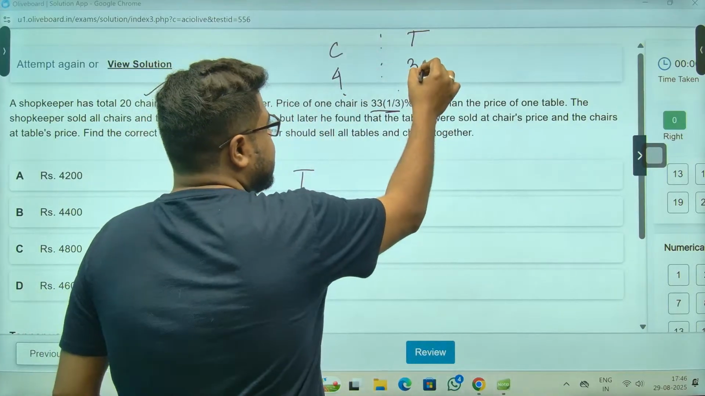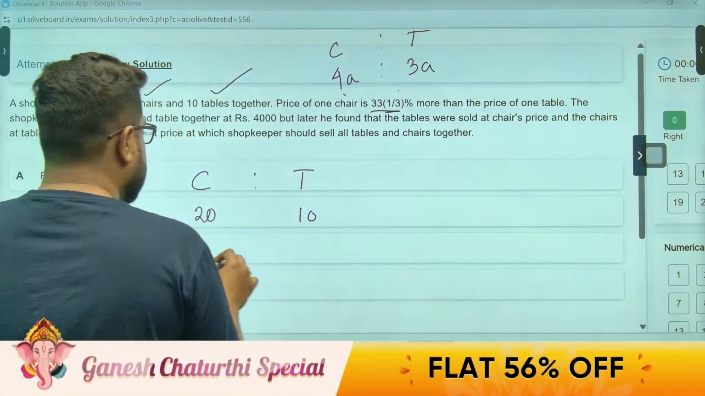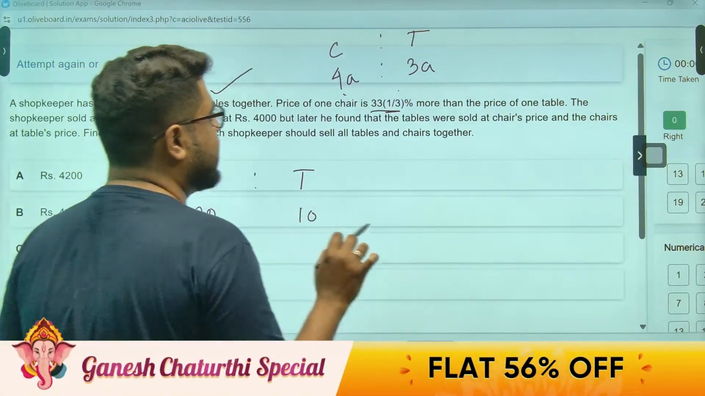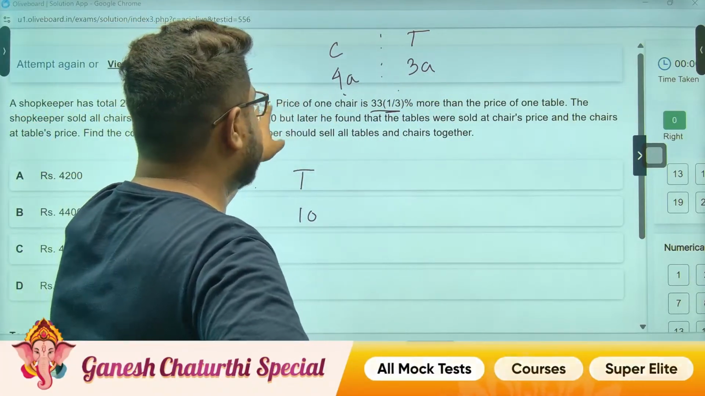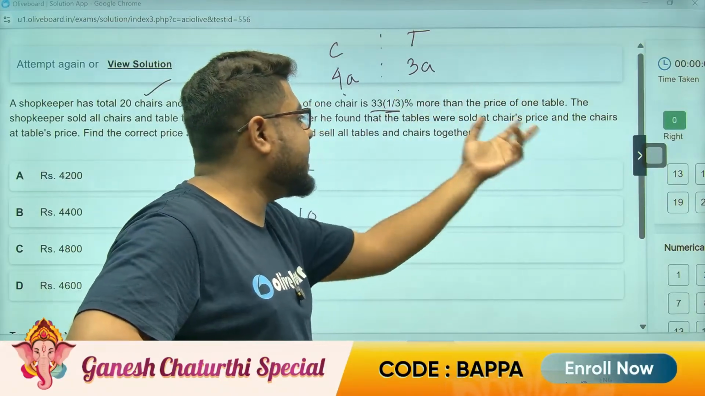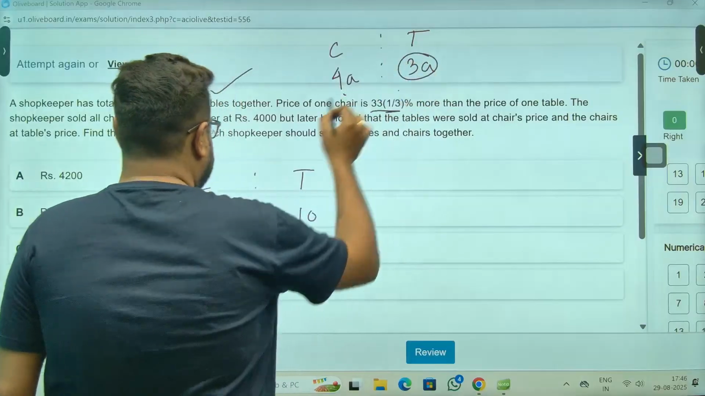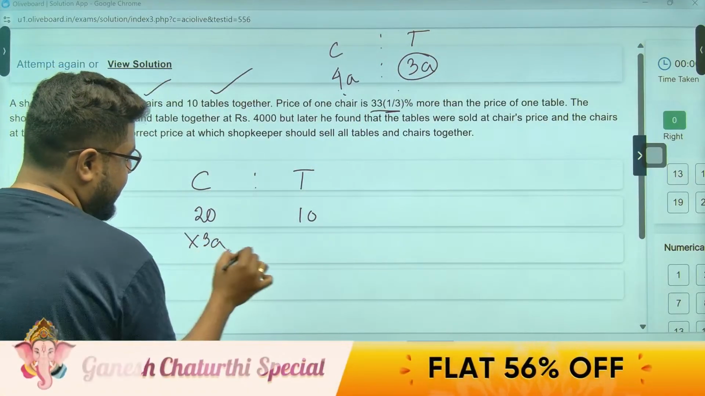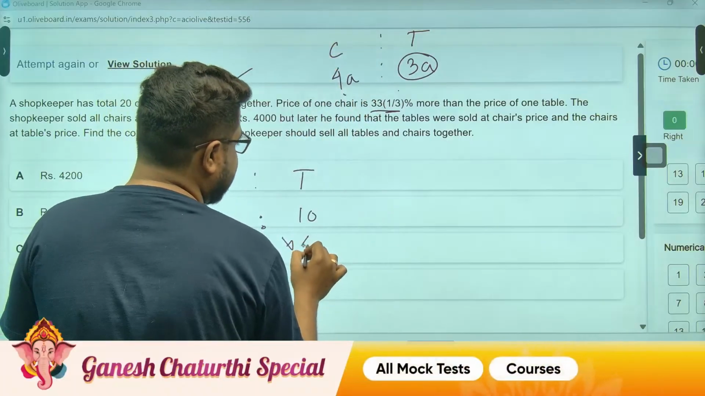So let's say this is 3A and this is 4A. Achha, example lete thoda. The shopkeeper sold all the chairs at 4,000, but later he found that tables were sold at chairs' price and chairs were opposite. So table के price में chair को sell कर दिया, and chair के price में tables को.